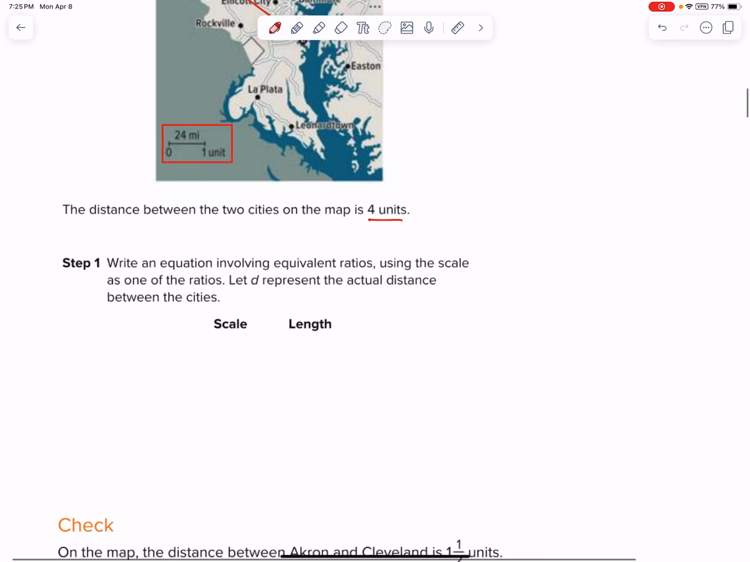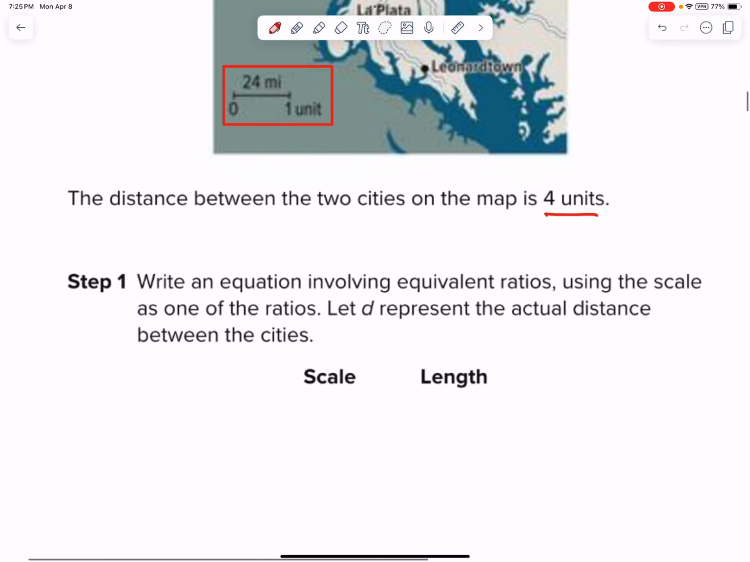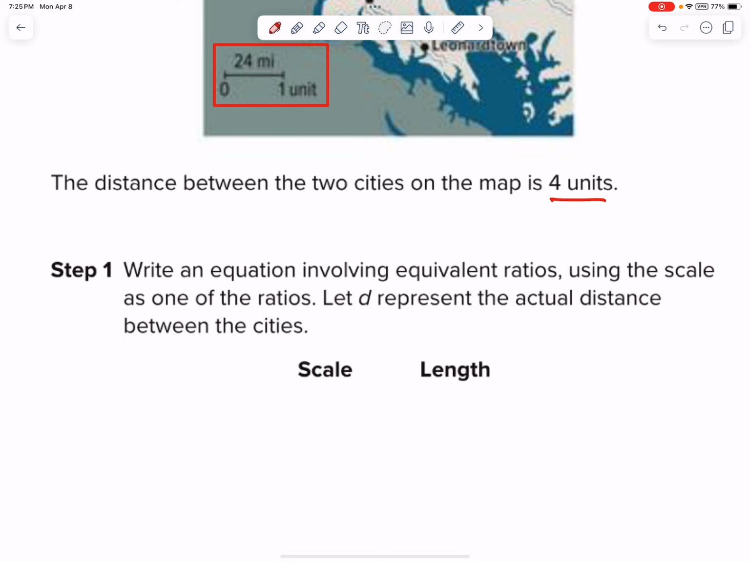It says write an equation involving equivalent ratios using the scale as one of the ratios. So all we do, remember, set it up. Here's the scale: 24 miles is 1 unit, or we can flip-flop it. It really doesn't matter as long as you have the same numerators and same denominators. So I could say 24 miles is 1 unit. Create my proportion. My question is, how much would 4 units be? Where do the units need to be? It needs to be in the denominator for this one, so it matches. So let's list that, and then this, of course, would be X.